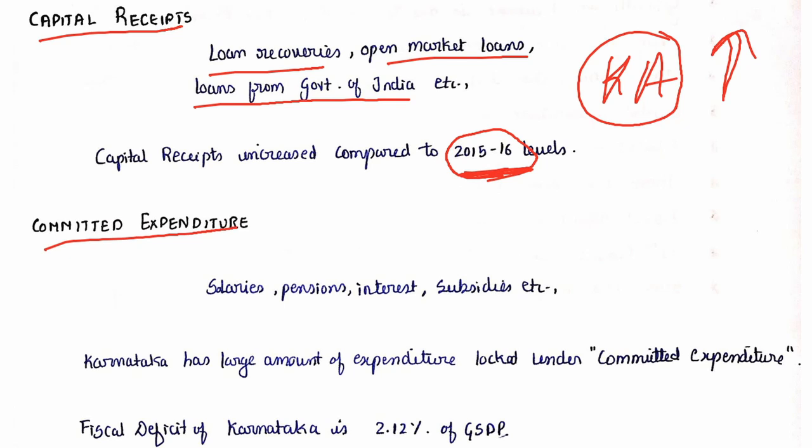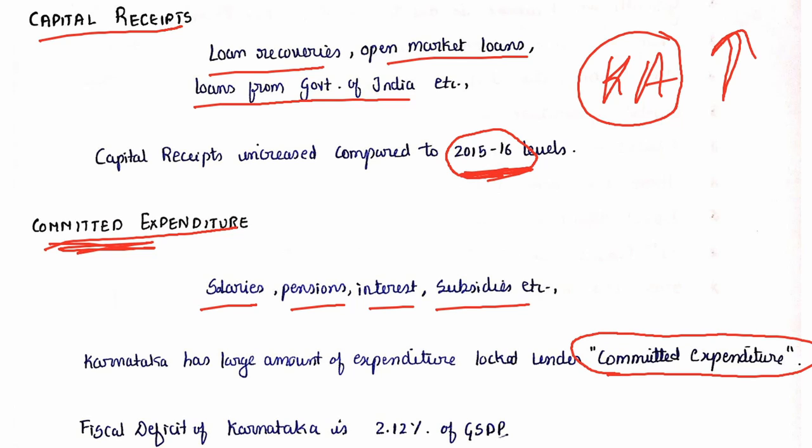Next is committed expenditure. Committed expenditure is in the sense that the government is committed to that. They can't deny that. For example, salaries they are committed, pensions, interest, subsidies. That is, it is compulsory for them to be given. That is committed expenditure. Karnataka has a large amount of expenditure locked under committed expenditure.